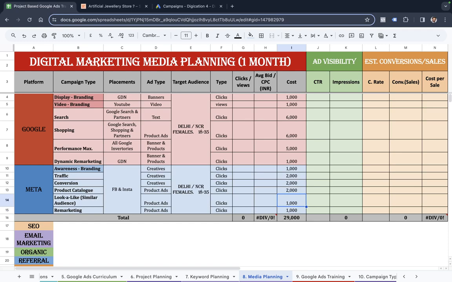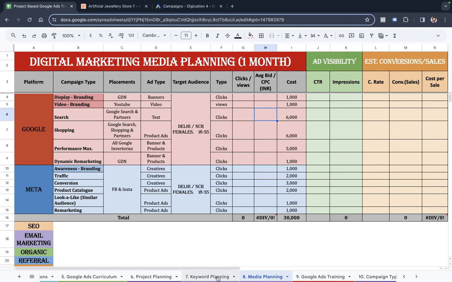Then we have something which is called as, okay, so we still have 1,000 rupees remaining, which we can simply add to the conversion campaign. Perfect. So that's how we have bifurcated 30,000 rupees in different campaigns. Now we simply have to start providing the bidding amounts.